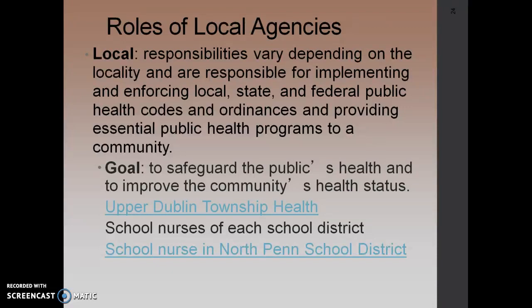Again, the local's goal is to safeguard the local public health and to improve the community's health status. I live in Upper Dublin. We have a health person, and then school nurses could be considered local. They have several of them in the North Penn School District, which is the Lansdale area. And they look at enforcing health codes and ordinances, and local typically follows the state, and state mostly follows federal, but there can be discrepancies there. But local would follow state policies.